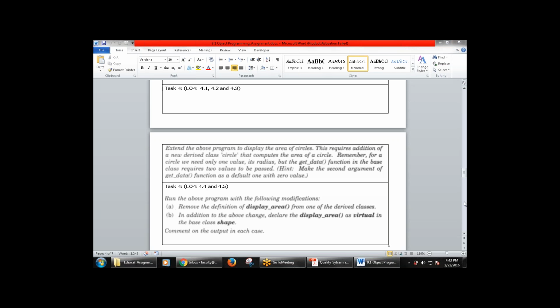Yes, it is using the same get data for the circle, for the rectangle, triangle, circle, everything. The same data is available. That means if the get data function is used in the rectangle, that is the same for the triangle, and the same for the circle.